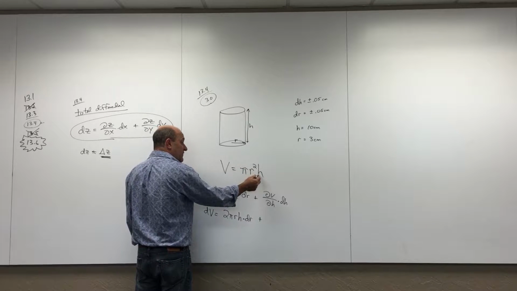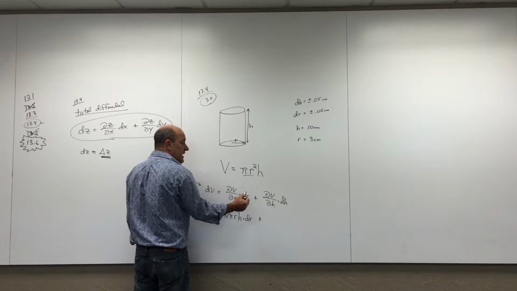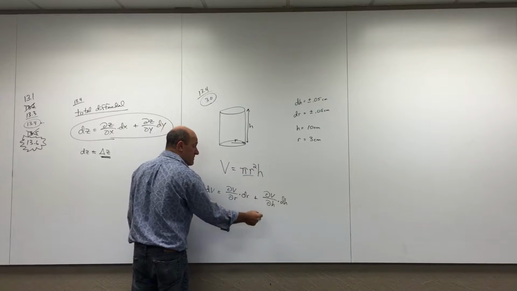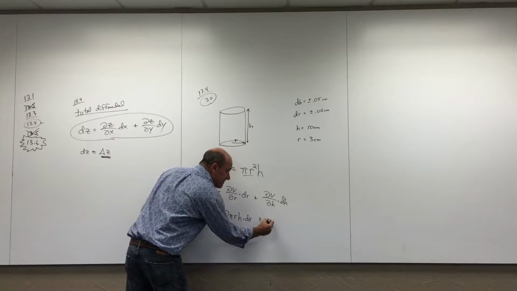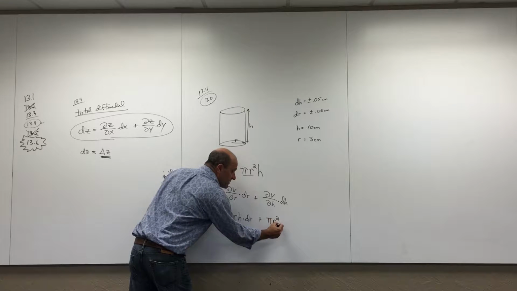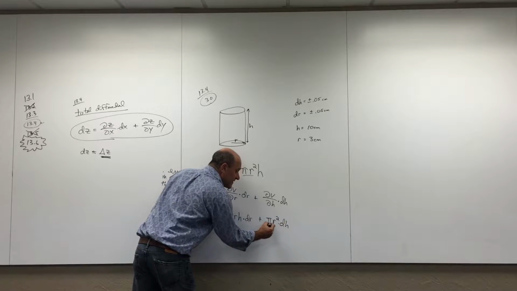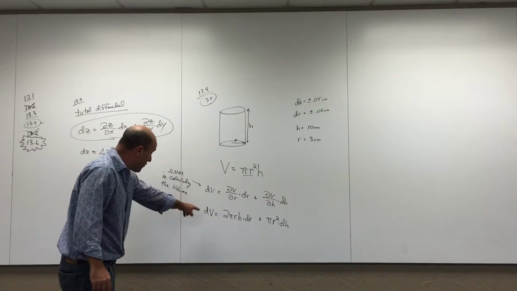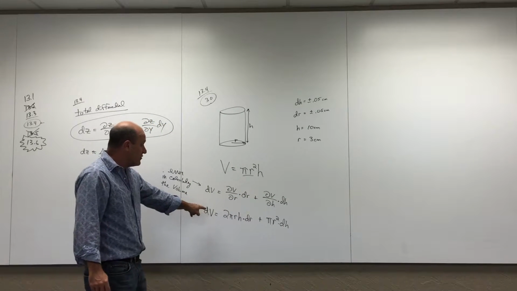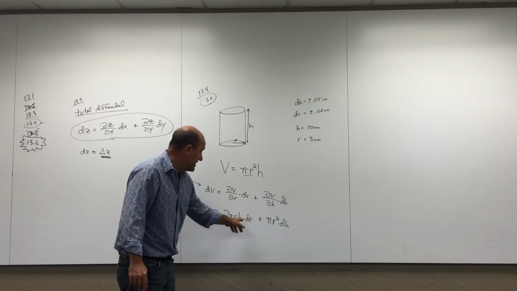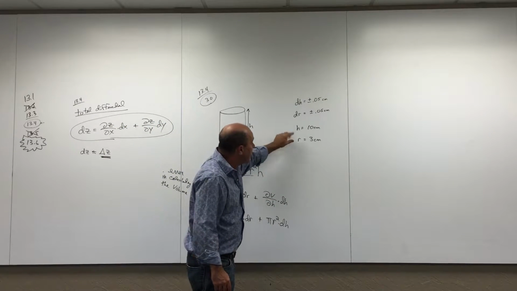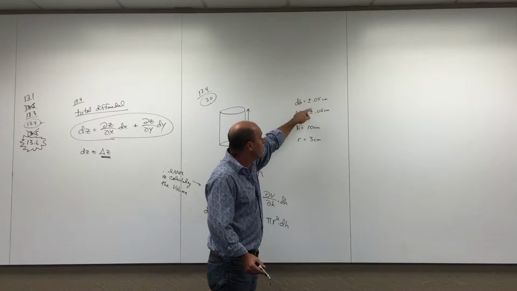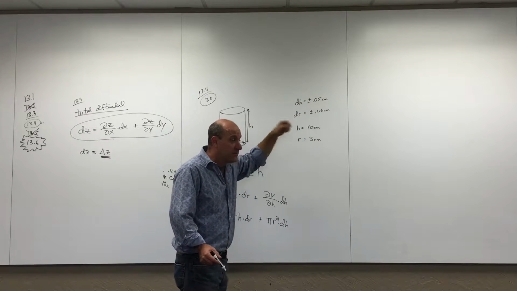Treat h like the variable, treat r like a constant, and the derivative is pi r squared. Pi r squared times dh. So there you go. This is the total differential, is what you call this. This is the error for the volume. All I've got to do is fill in my r and h and my dr and my dh. The r and h were the measured values. The dr and dh were the errors when we measured those.